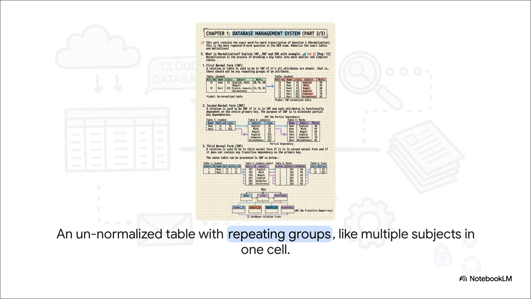Just look at this slide. This is a perfect example of messy, unnormalized data. Zero in on the row for the student Hari. See how in the subject and marks columns, there are multiple values just crammed into a single cell? That's what we call a repeating group, and it is a database's worst nightmare. It makes trying to search, sort, or update that information incredibly difficult.